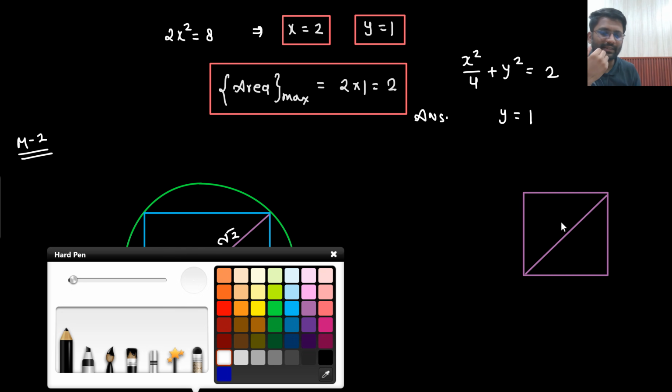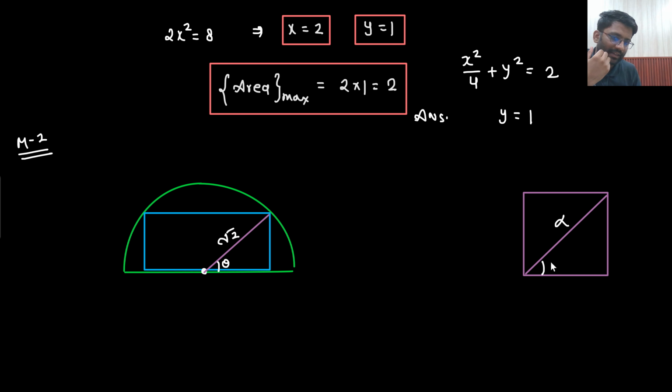If this length is alpha and this angle is theta, then what will be this length? Alpha cos theta. And what will be this length? Alpha sin theta.